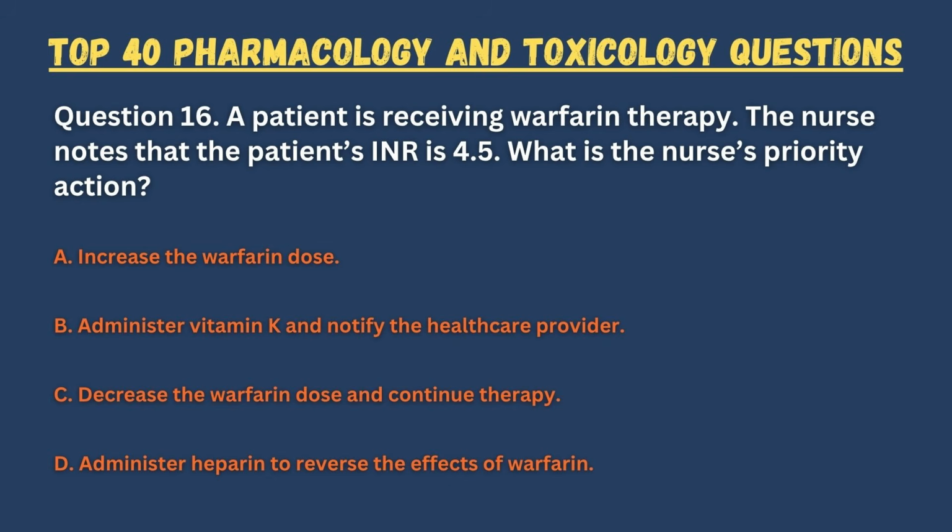Question 16. A patient is receiving warfarin therapy. The nurse notes that the patient's INR is 4.5. What is the nurse's priority action? A. Increase the warfarin dose. B. Administer vitamin K and notify the healthcare provider. C. Decrease the warfarin dose and continue therapy. D. Administer heparin to reverse the effects of warfarin.